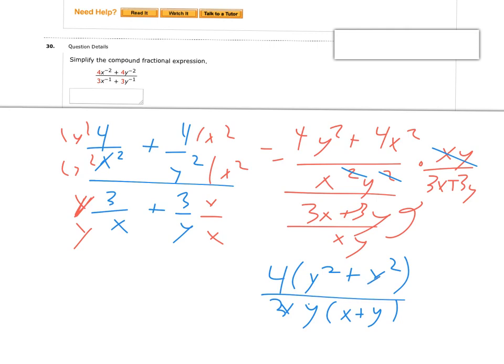But I cannot cancel anything down. I can't cancel down an x plus y because that's x squared plus y squared. I can't factor that. If it was x squared minus y squared, I could actually cancel some stuff out, but not when it's a plus. So that would just be my answer.